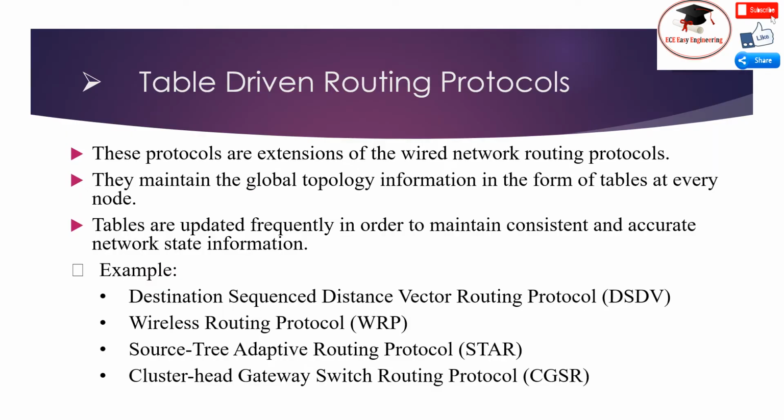Table-driven protocols, or proactive. These protocols are extensions of the wired network routing protocols. They maintain the global topology information in the form of tables at every node. Tables are updated frequently in order to maintain consistent and accurate network state information. Some examples are Destination Sequenced Distance Vector routing protocol DSDV, which is very commonly used, Wireless Routing Protocol WRP, Source Tree Adaptive Routing Protocol STAR, and Cluster Head Gateway Switching Routing Protocol CGSR. We are going to see DSDV in detail.